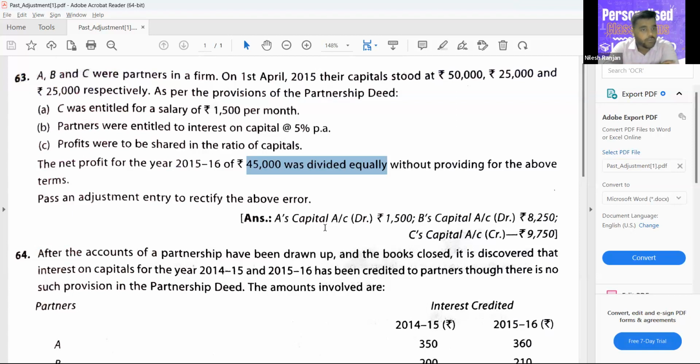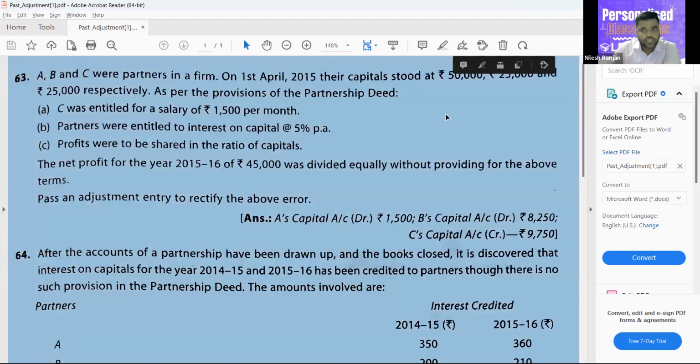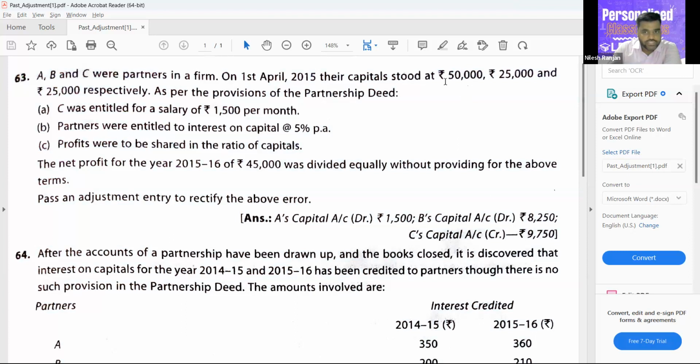Now, partners were entitled to interest on capital at the rate of 5% per annum. So first of all, you have to charge interest. You have to see whether opening capital or closing capital is given. You can see on 1st April, actually it is given, so it is opening capital. So we will calculate interest on these amounts, 50,000, 25,000 and 25,000 at the rate of 5%. These amounts will also be credited in every partner's column.